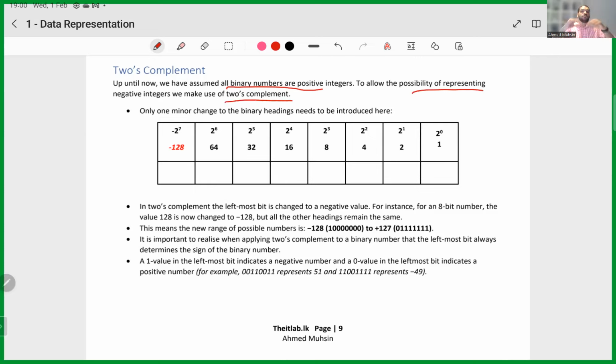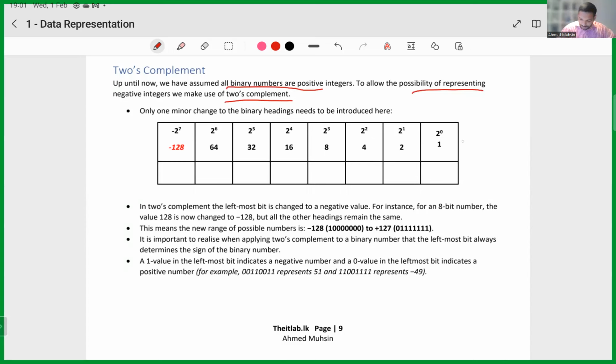Once you learn 2's complement, you will be able to represent negative decimal numbers as well in binary format, okay? Up until now, we have been only representing positive decimal numbers in binary. But once you learn 2's complement, you will also be able to represent negative decimal numbers in binary format. Right, let's see how it works.